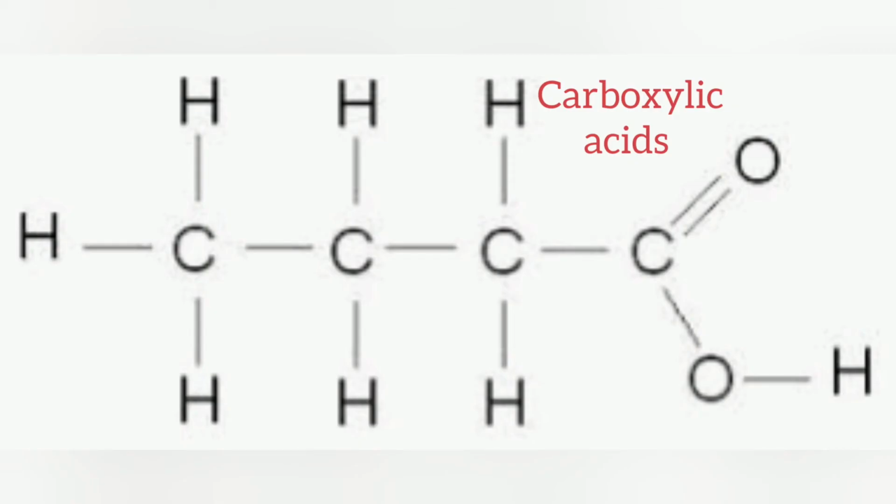Next, we have carboxylic acids. What makes carboxylic acids unique is that they consist of a carbon that is attached to a double bond oxygen, just like we saw with ketones and aldehydes. However, on that carbon, we have an OH bond, which is the alcohol. As you can see in our picture, our last carbon is attached to a double bond oxygen and an OH bond next to it.